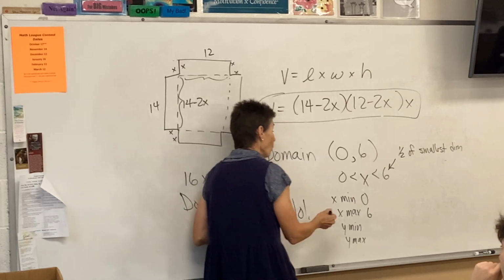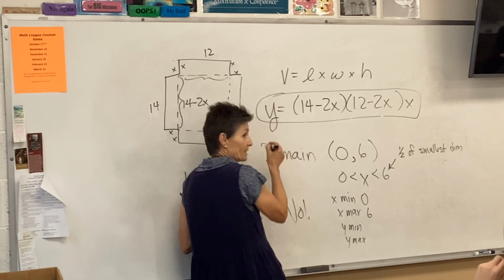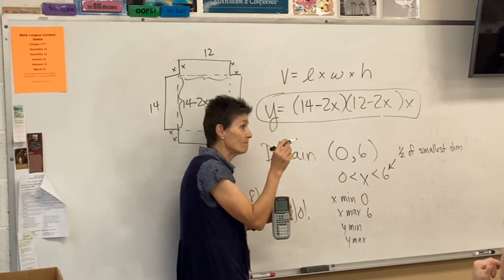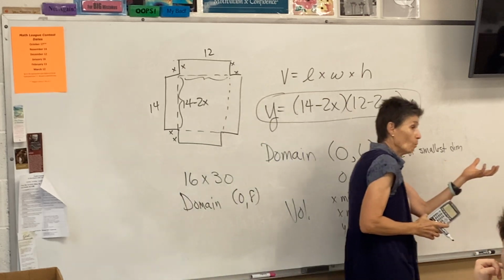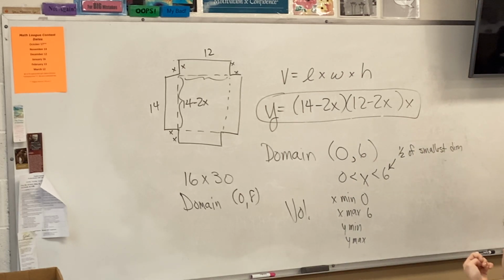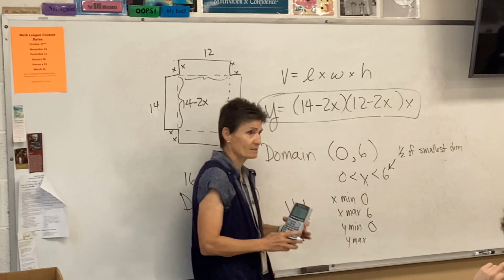Now, what about y? Well, in our equation, I put a v here, but that's really your y, right? So y stands for the volume. Think about a box. What is the smallest volume that a box could have? 0. Can it have a negative volume? So 0 would be the smallest. So y min is always going to be 0. It's a volume.